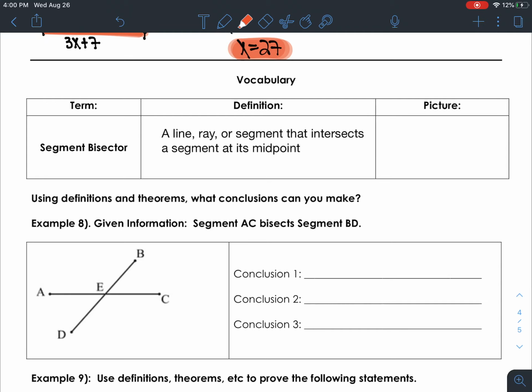So our last term here is segment bisector. This definition is really, really important, especially when we get to proofs in our next chapter, okay? So it's important that you know this verbatim, which means word for word, all right? You need to be able to apply this. So I'm going to be super dramatic about this, okay? A segment bisector is a line, ray, or segment that intersects a segment at its midpoint, okay?